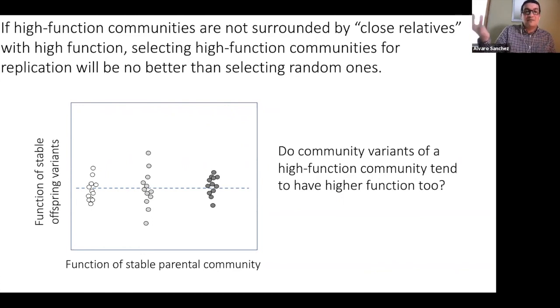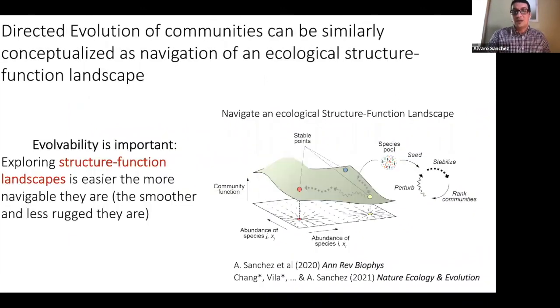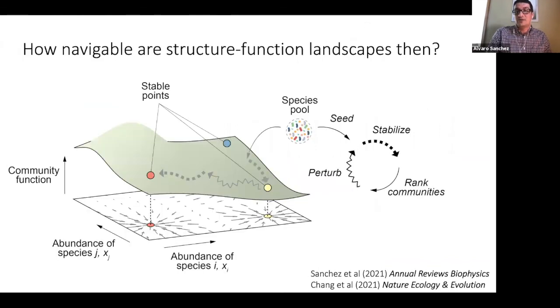You should have correlations in your fitness landscape. If fitness is very uncorrelated with structure, you're going to have a very ragged fitness landscape that is going to be very difficult to explore, right? So directed evolution is not going to work if that were the case. So probability should be important here too, and we need to know what shape structure-function landscapes have, and find out how navigable they should be.